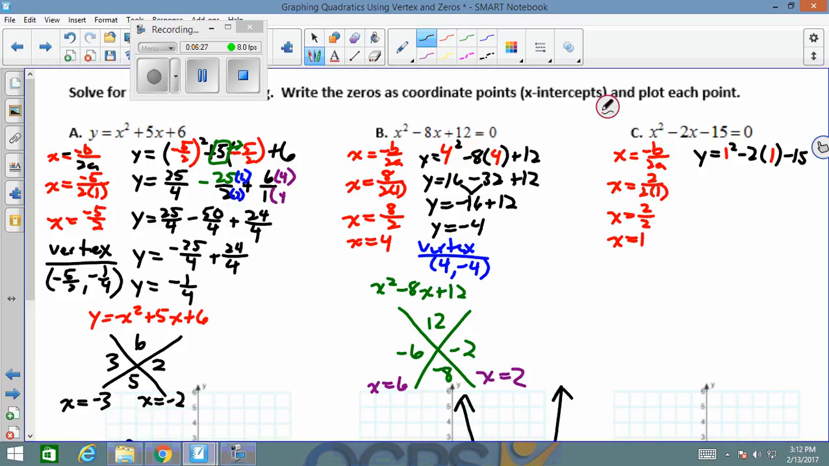minus 15. So 1 squared is 1. Negative 2 times 1 is negative 2. So that's going to be negative 1. We'll do those first. Minus 15. So our y is negative 16. So we have a vertex at 1, negative 16.